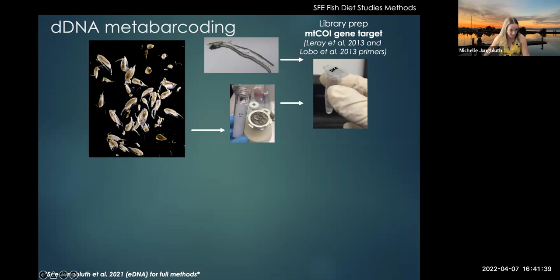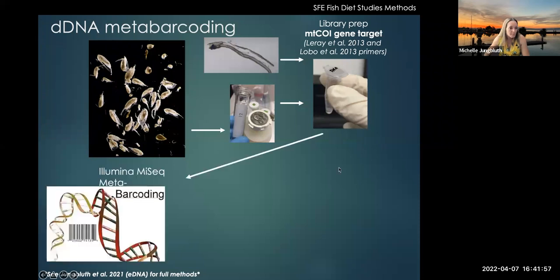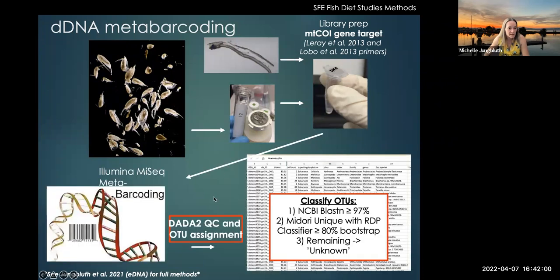But generally, dietary DNA metabarcoding of the guts, as just mentioned, was compared to the zooplankton assemblages, where I took a quantitative subsample and extracted bulk community DNA from that, amplified the mitochondrial CO1 gene, and followed a slightly different, more basic analysis pipeline using NCBI BLAST combined with Midori, a Midori database of metazoans, with the RDP classifier, and the remaining less than 80% confidence went into the unknown category.